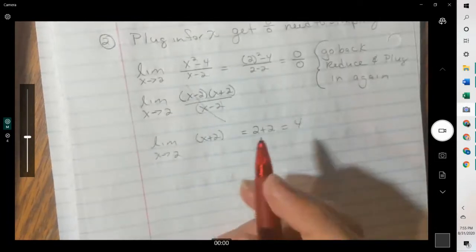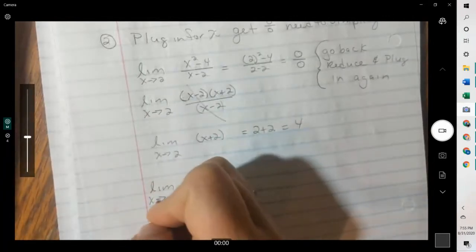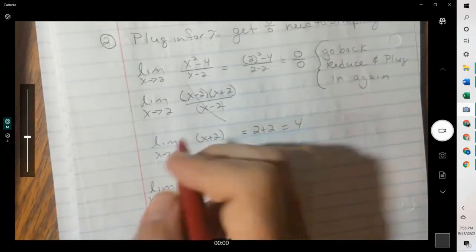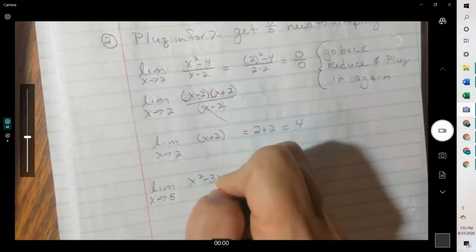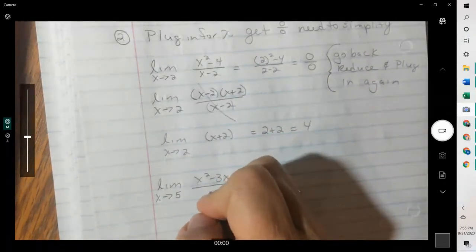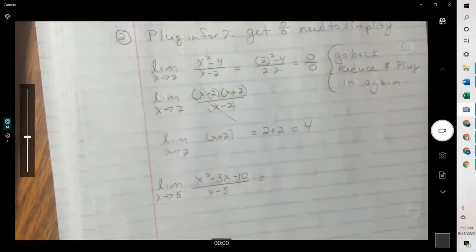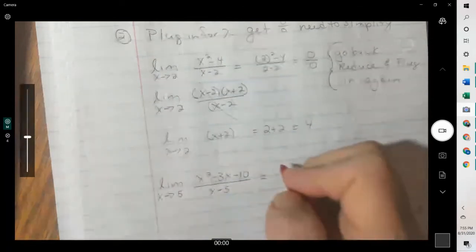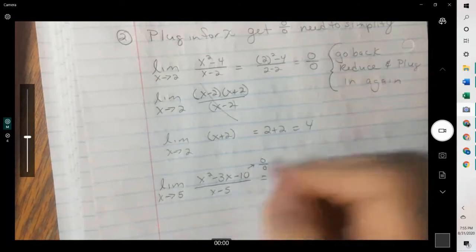Let's try. Limit as x approaches 5, x squared minus 3x minus 10 over x minus 5. So first thing we do is plug in 5. And when we plug in 5, we get 0 over 0. So we need to factor.